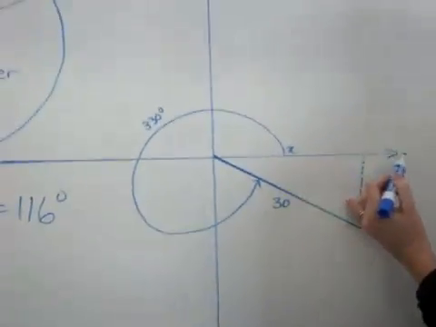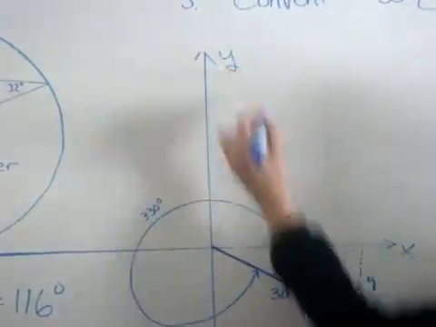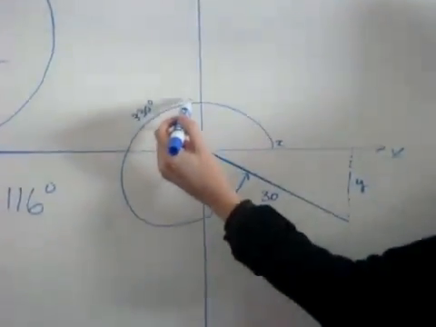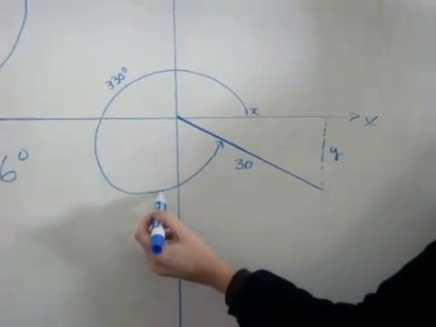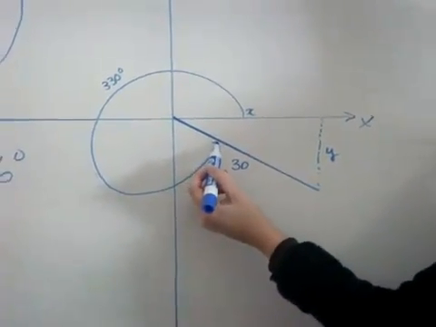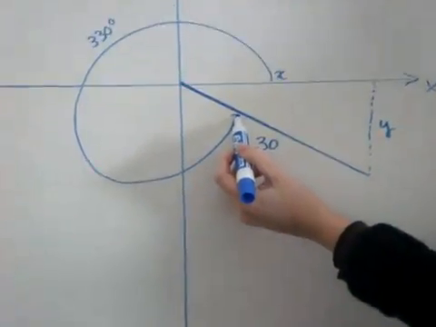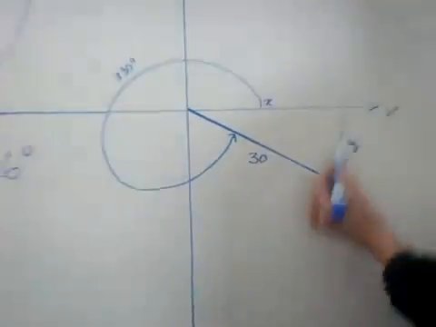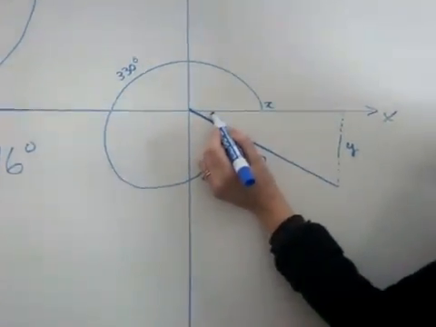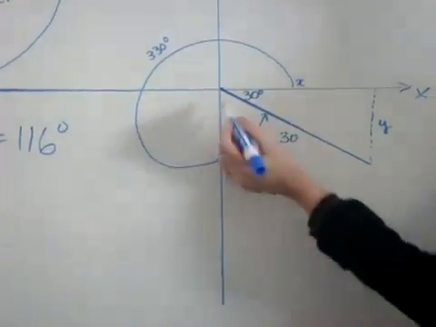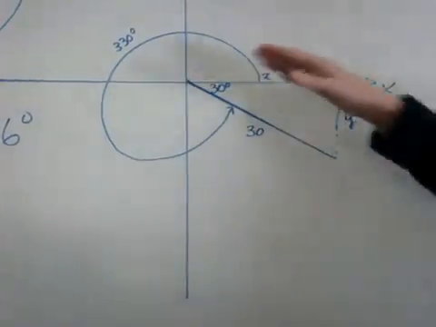We always start at the x-axis here. So I'm going to go around, 90 degrees, 180 degrees, 270 degrees, and I'm going to stop right here at 330 degrees. We always draw a triangle up to the x-axis. So what's left is the triangle we're going to deal with. It's 30 degrees.